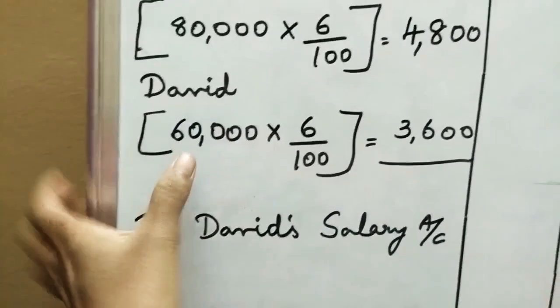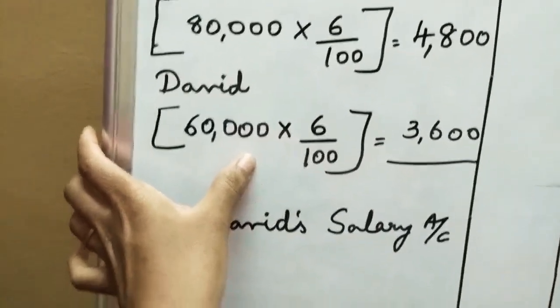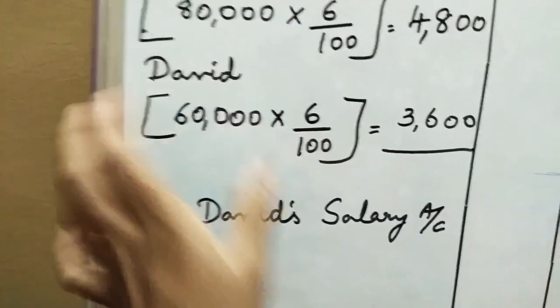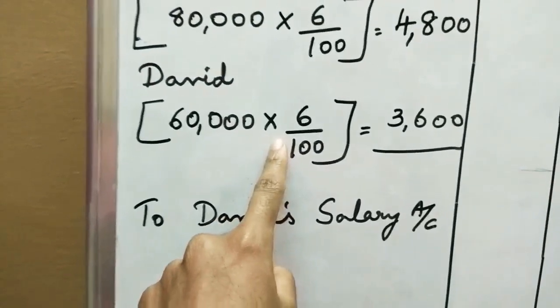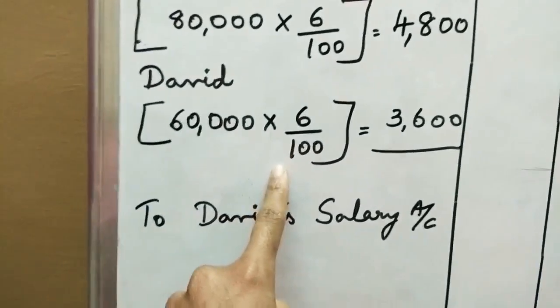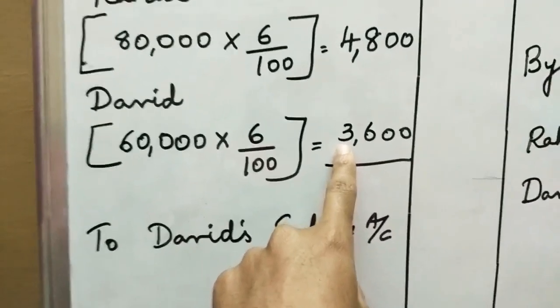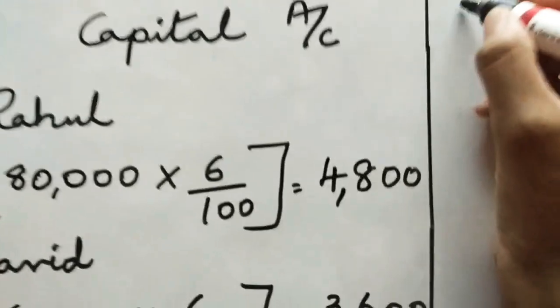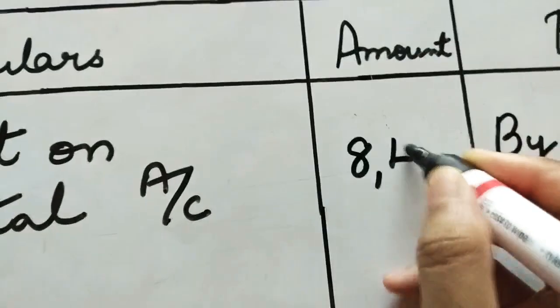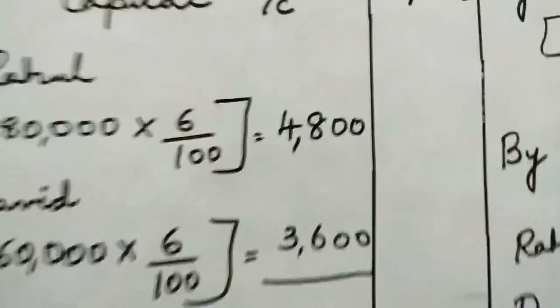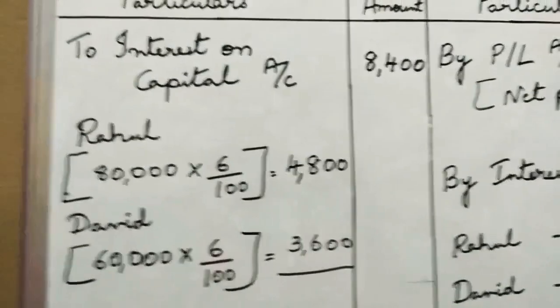Next, David has invested 60,000 and the rate is 6% as interest on his capital. We get 3,600. So the total of this gives us 8,400. So I've just done it.